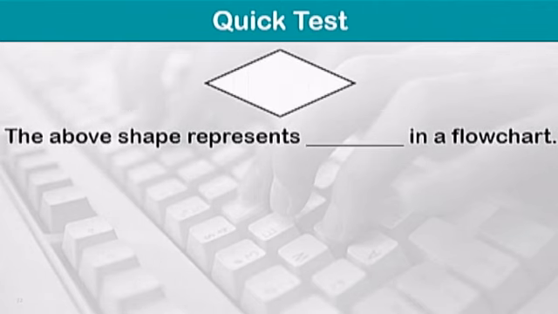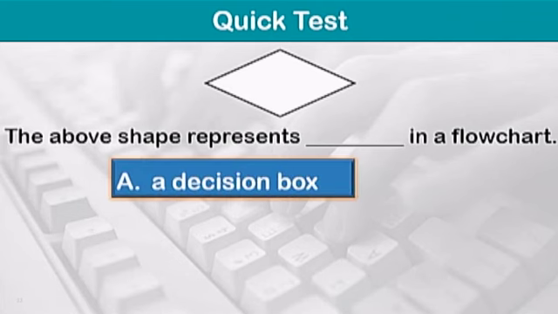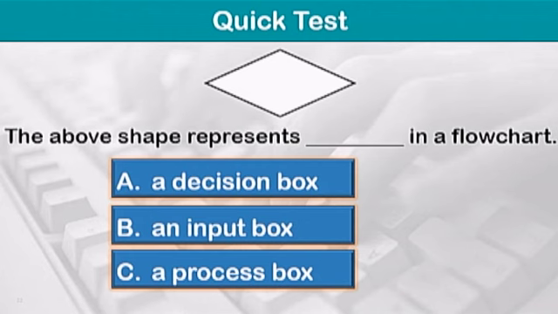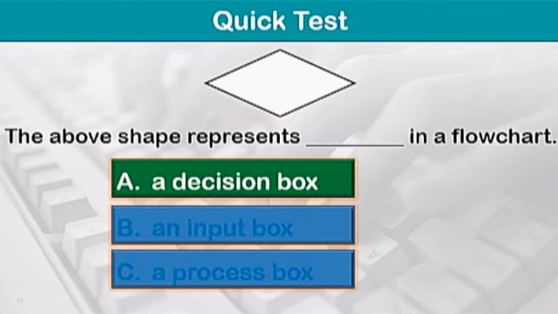The above shape represents in a flowchart: A, a decision box; B, an input box; or C, a process box. Of course, the correct answer is option A. A diamond shape is used to represent a decision box. We continue with some true-false type questions.